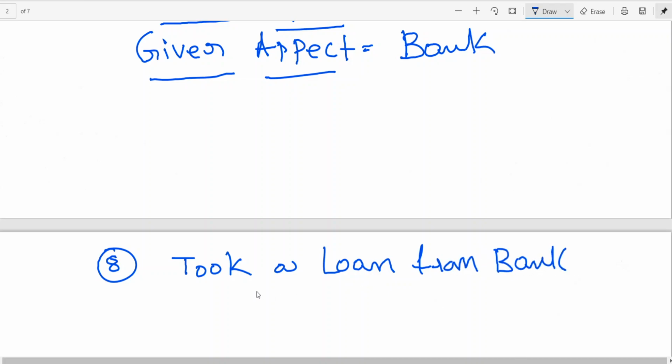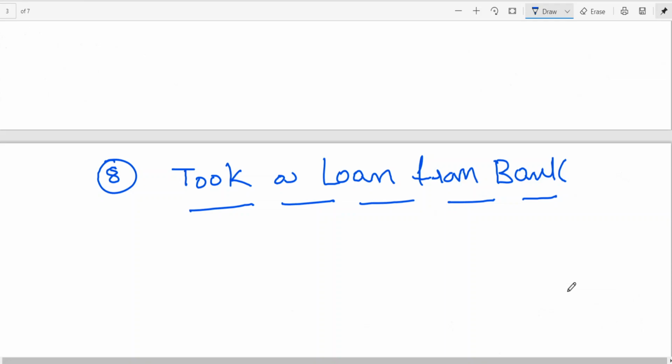Okay, loan from bank. Means you need a loan, you have taken a loan from the bank. I'll tell you, my dear friends, whenever you take a loan from a bank, first of all, you need to open an account, a savings bank account in your name. No bank is going to give you cash.